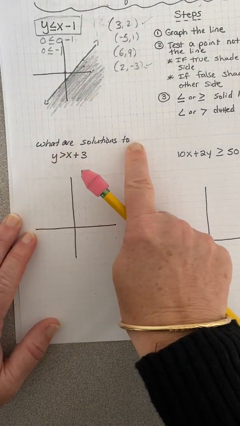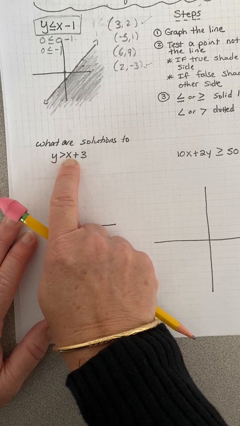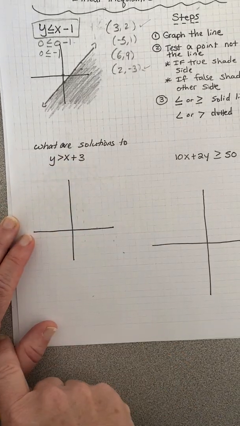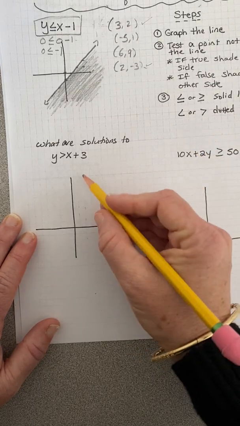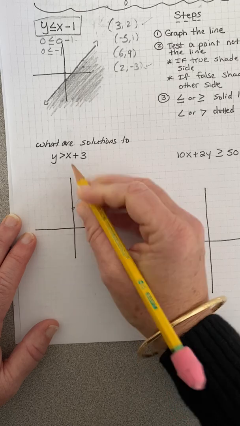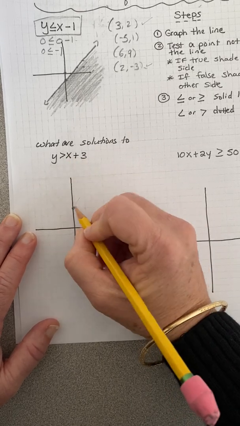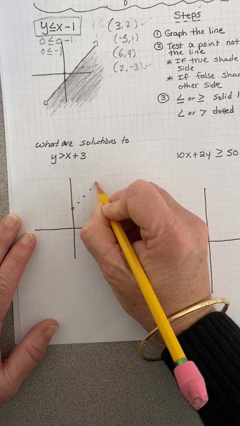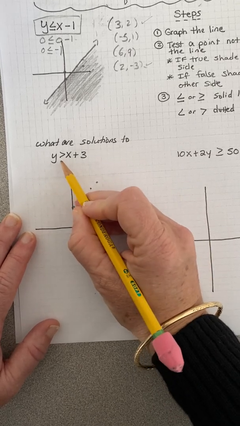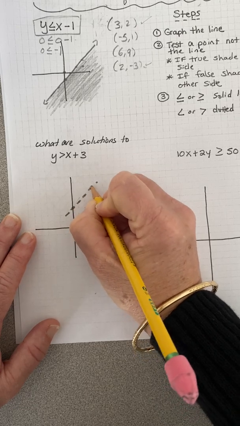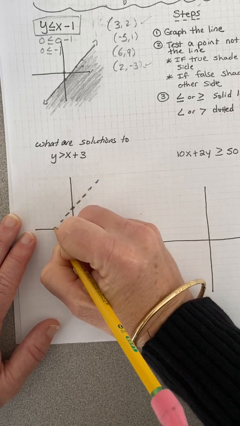What are the solutions to y is greater than x plus 3? Well, you guys go ahead and graph that and then check it. You can pause the camera if you want. The y-intercept is 3. The slope is 1. Rise 1, run 1, rise 1, run 1. Okay, now there is no line underneath it, so it's going to be a dashed line. Usually it looks like this. I know it says dotted.